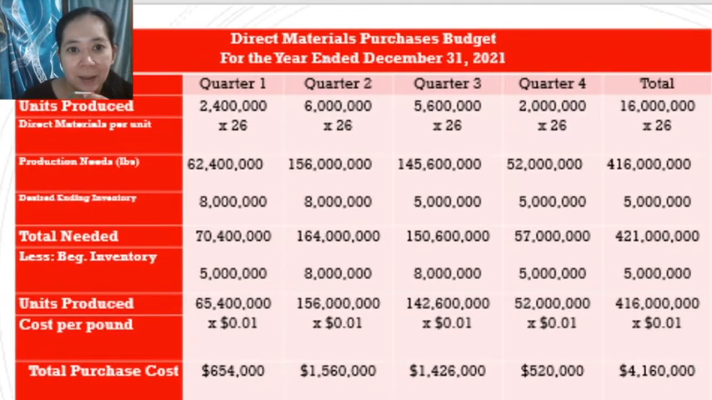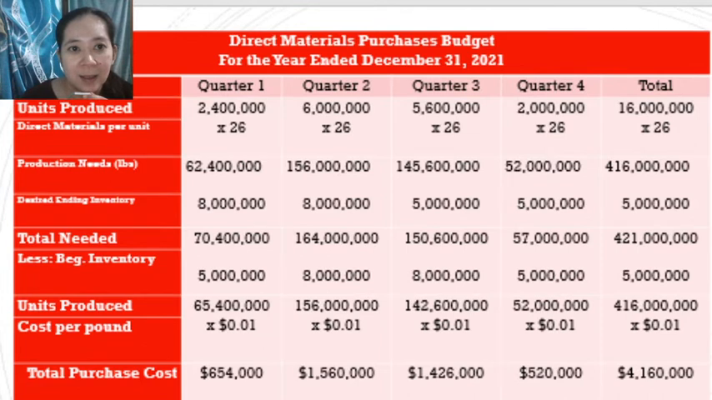Here we prepared the direct materials purchases budget for the year 2021. For the first quarter, our units produced come from the production budget. These are the units that need to be produced for this quarter. Again, this data is from our production budget, if you still remember.